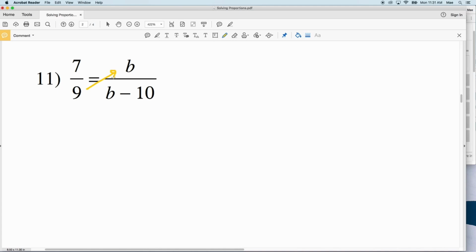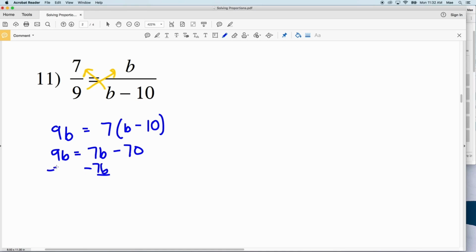So cross multiplying, we're going to multiply the b minus 10 by 7 and the 9 by b. So we'll get 9 times b, which is 9b, and that's equal to 7 times b minus 10. So we'll have 9b equal to 7b minus 70, and that's when we distribute the 7. 7 times b is 7b, 7 times 10 is 70, and we're subtracting that. Then we'll subtract 7b from both sides to get that 2b is equal to negative 70.